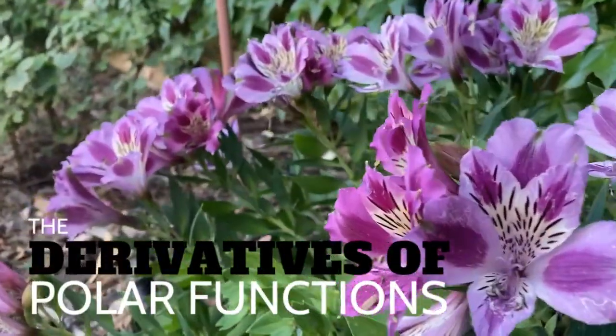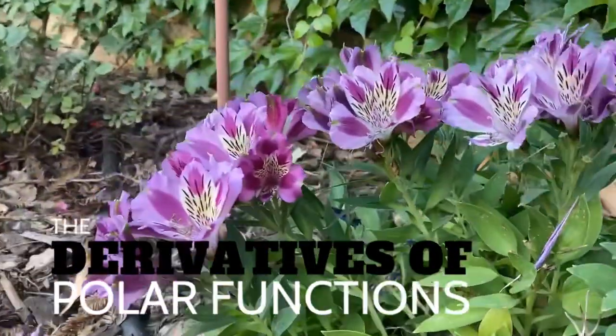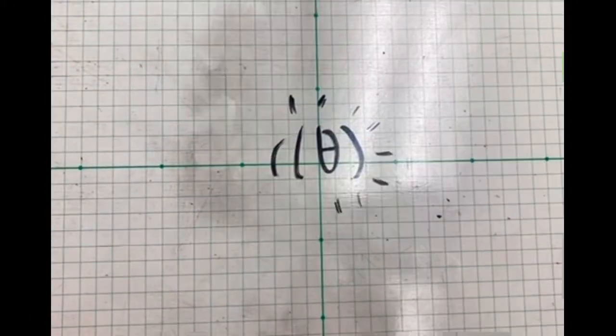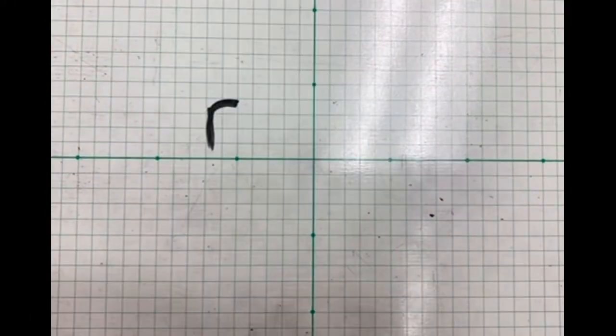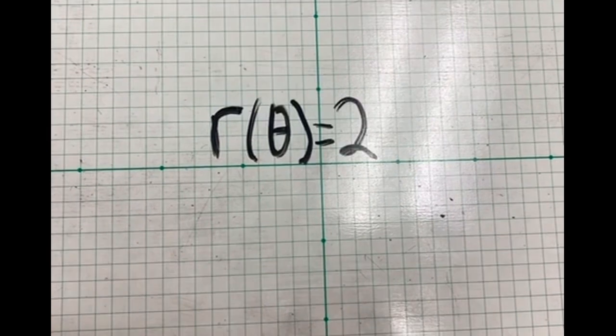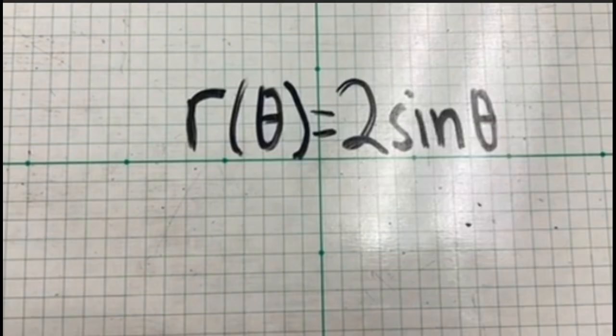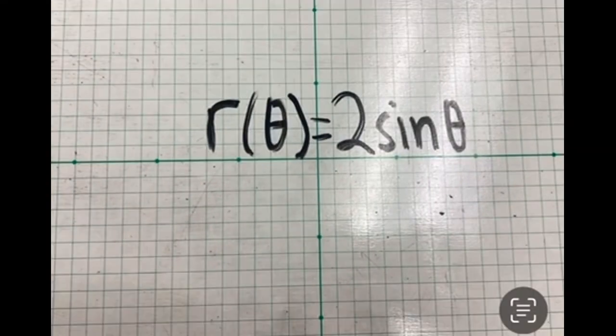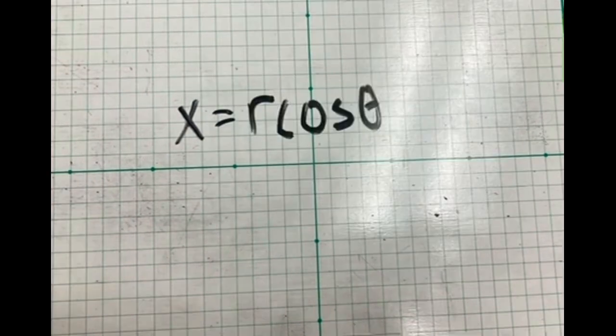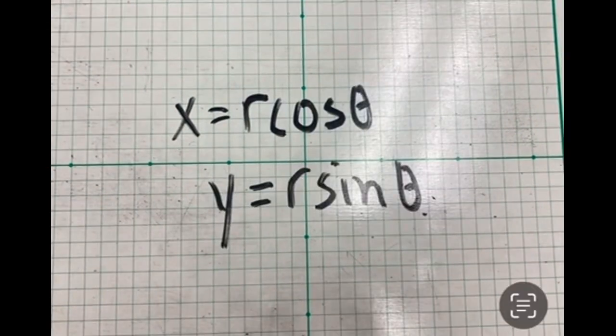The derivatives of polar functions. With the polar graph, you were given a function r with respect to theta, which may seem scary, but you can convert that r function into an x function and a y function. Remember these two easy formulas: x equals r cosine theta and y equals r sine theta.